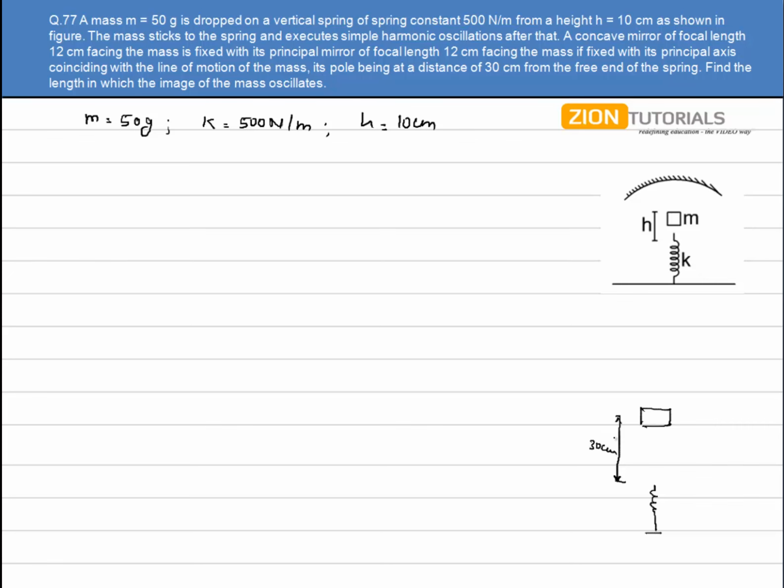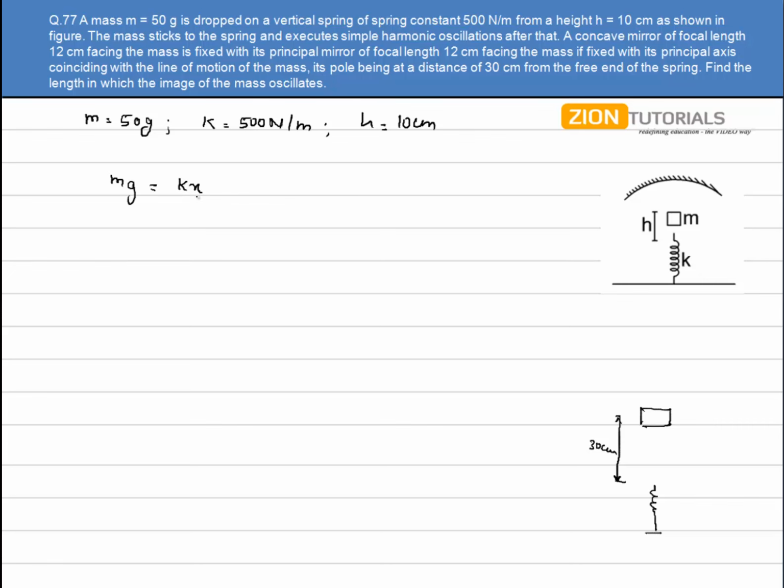So first of all, I'll calculate the equilibrium point. The equilibrium point, that is at which the net force is 0. So when the mass is coming down, a downward force mg will be there. The spring force will be equal and opposite.